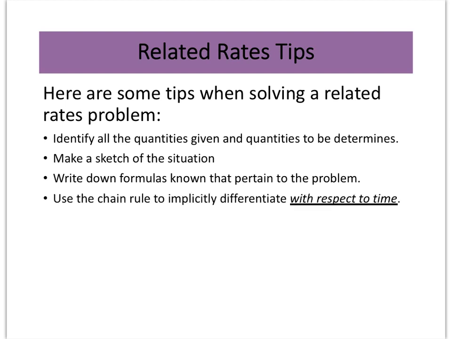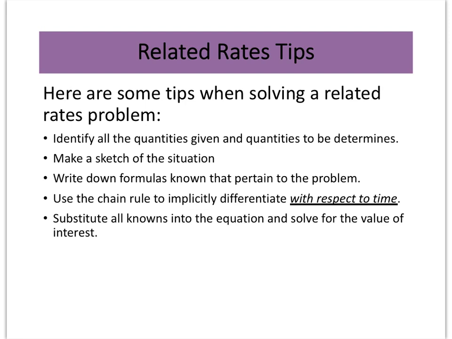Tip number 4, you use the chain rule to differentiate with respect to time almost always. Rates always have a time element, so maybe it's seconds, hours, minutes, whatever it is. Time is almost always a part of a rate, so take advantage when you use implicit differentiation. Tip number 5 is substitute all of the knowns that you've got into the equation and then solve for the value that you're interested in. So this is kind of the recommendation for steps to solving the problem. Once you've made a sketch, written everything down, and used the chain rule, substitute the things you know.